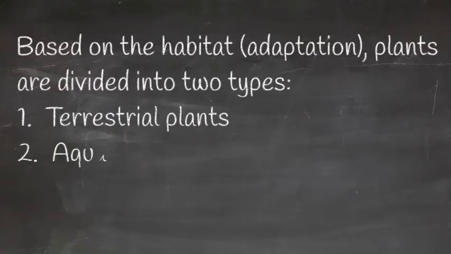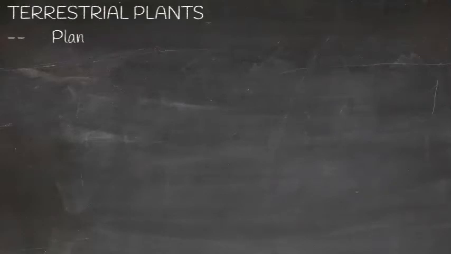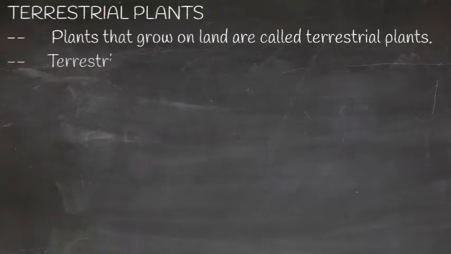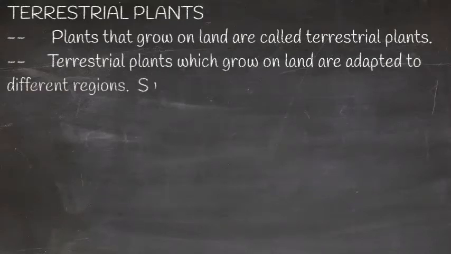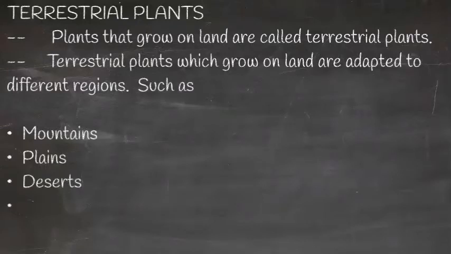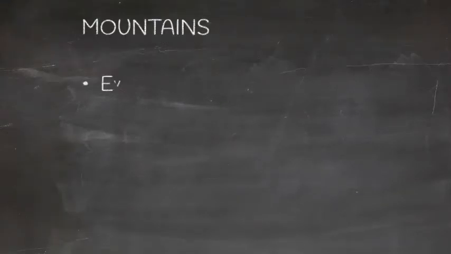Based on the habitat adaptation, plants are divided into two types: terrestrial plants and aquatic plants. Plants that grow on land are called terrestrial plants. Terrestrial plants are adapted to different regions such as mountains, plains, desert, coast, and swamp.